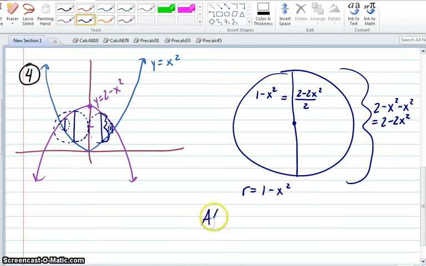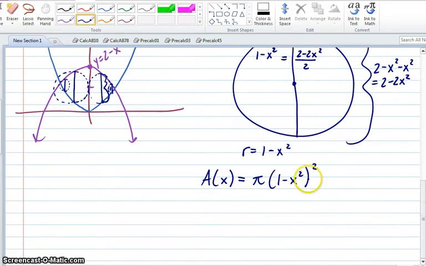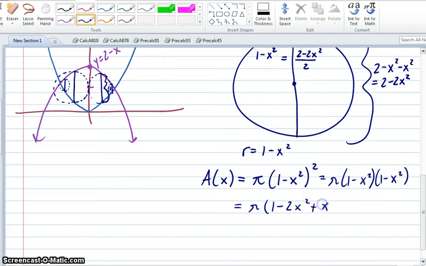To get the cross-sectional area, A of x, we take pi r squared. This is just a circle. So pi times 1 minus x squared, squared. And we're going to take the integral of that. I'd like to avoid using u substitution, which you'd have to do here if you didn't multiply it out. So I'm going to multiply it out so you can just do reverse power rule. This turns into pi times 1 minus 2x squared plus x to the fourth, just a little foiling, and there's our cross-sectional area.